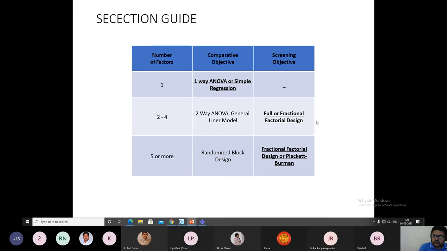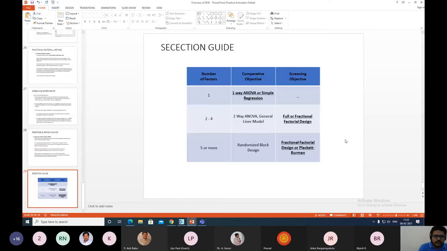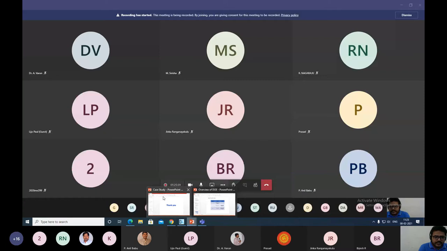When I open the software, I'll show you how the fractional factorial design, the Box-Behnken design, and the Taguchi design, etc., can be opened, and you can explore your factors and levels in that particular design, right? So let us quickly go to the case study.